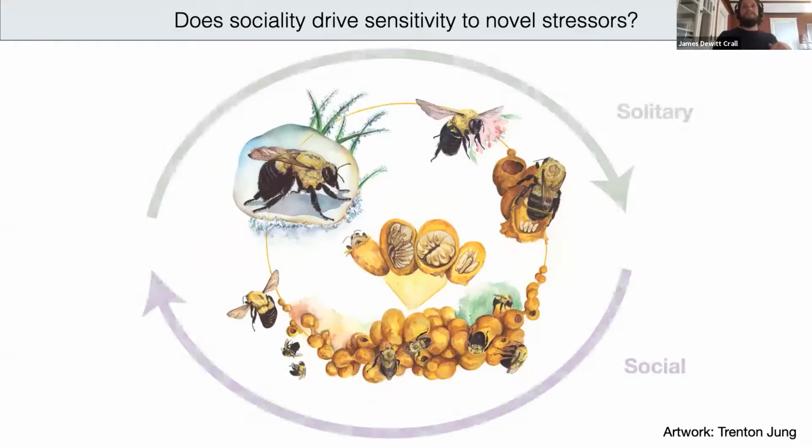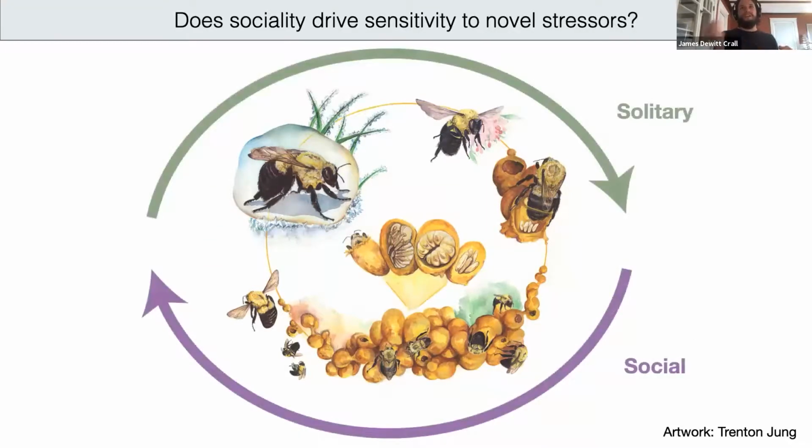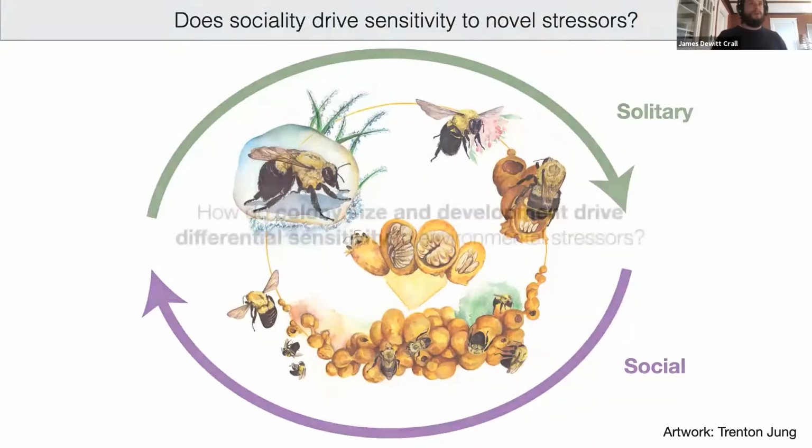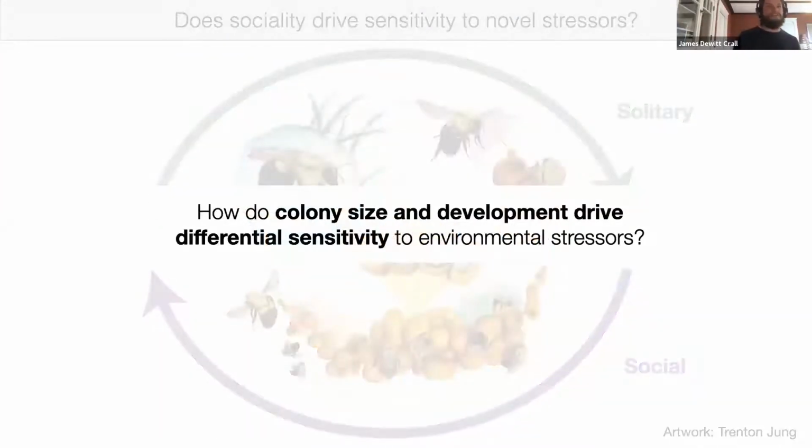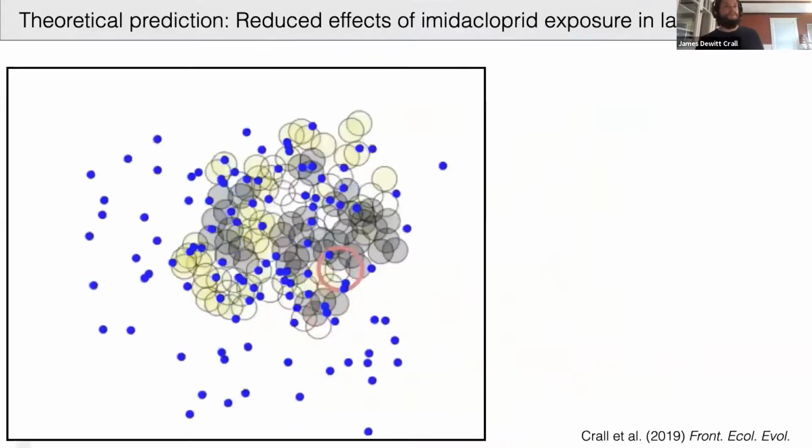And bumblebees are a really interesting system to think about this question, because as I introduced before, they actually have a social gradient within a single colony's life cycle. They start out as a solitary individual and then become an integrated social colony. So can we use that pattern of development and that variation in colony size to think about whether colony size and development drive differential sensitivity?